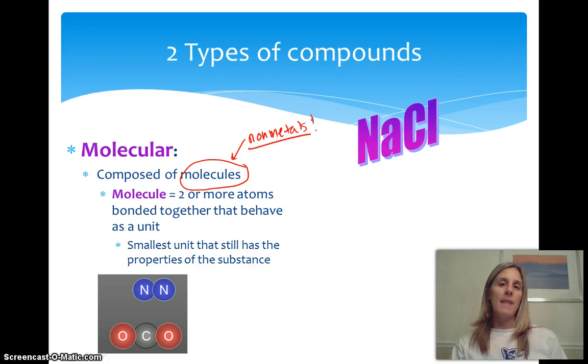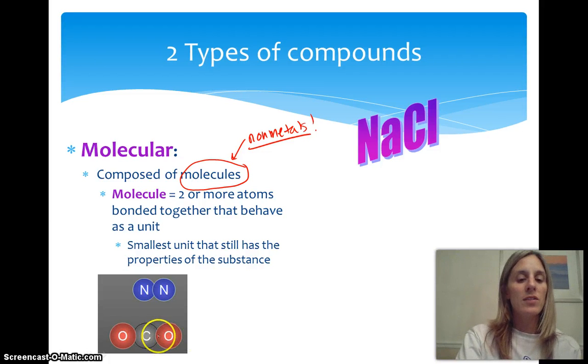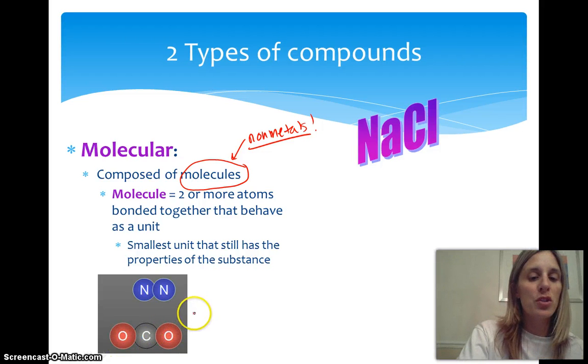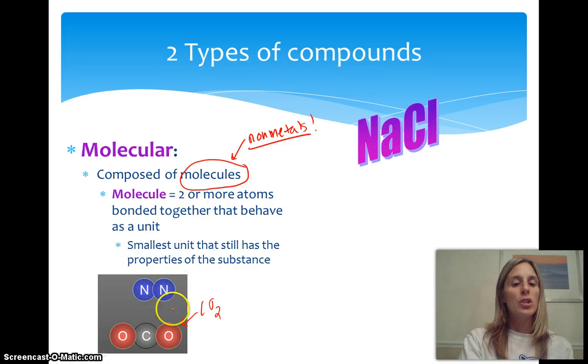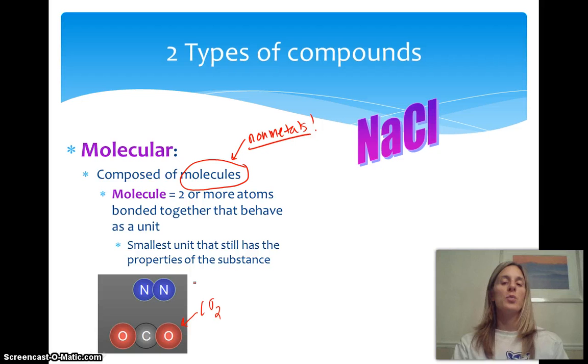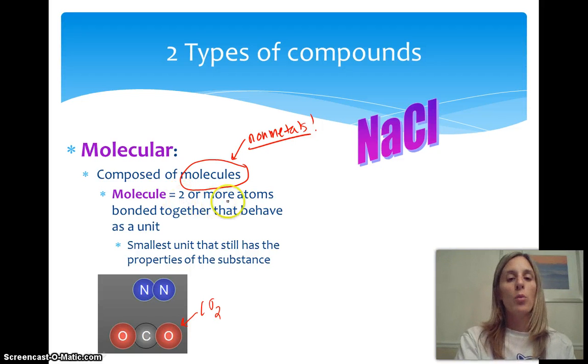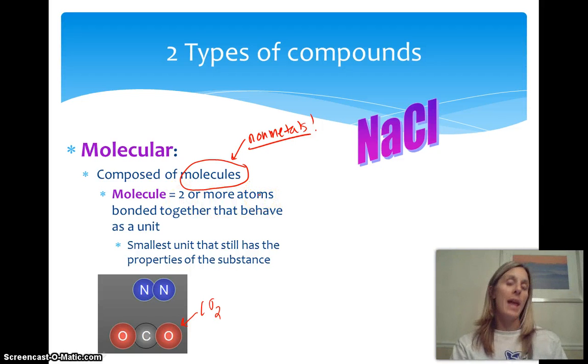So everything that's in that formula is going to be a nonmetal. Here we can see we've got C with two O's, so this is showing us carbon dioxide. Carbon and oxygen are all nonmetals. N2 is considered a molecule because we just have to have two or more atoms in a molecule. They don't have to be different.